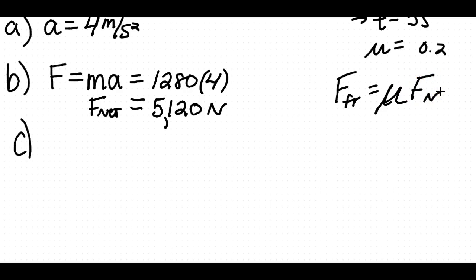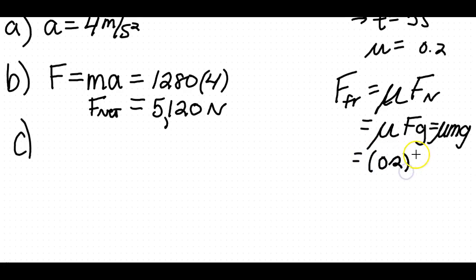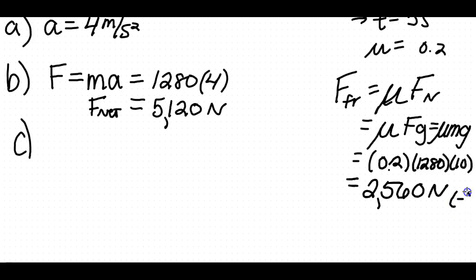Now the car is driving on a level surface. So level surface means that force gravity is equal to force normal. So that means force of friction is going to be equal to the coefficient times force of gravity, which is mass times gravity. So that's going to be the coefficient, 0.2, times the mass of 1280, times gravity of 10. Multiply all that together, you're going to get a force of friction of 2,560 newtons. And that's going to be directed backwards.